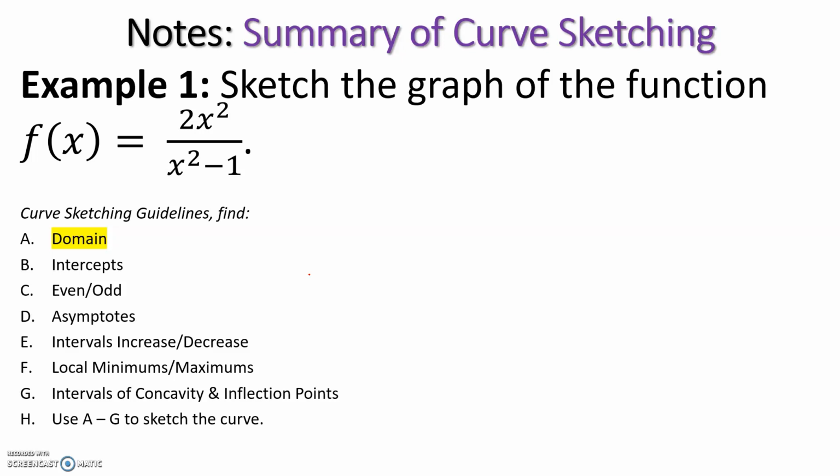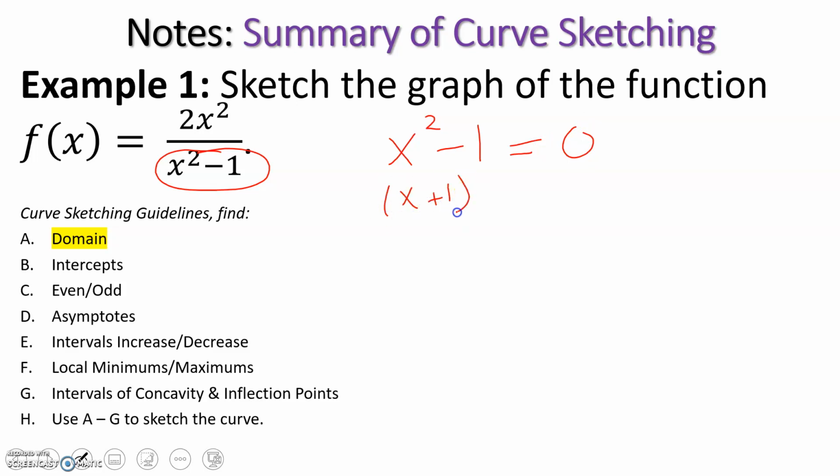Our first step is always going to be to find the domain, right? So this is a rational function, a ratio of polynomial functions. And really the only time we have issues with the domain is when the denominator is equal to 0. So we're going to take a look at when x squared minus 1 is equal to 0. We know that this factors to x plus 1 and x minus 1 because this is a difference of squares. So we can see that either negative 1 or 1 make this 0.